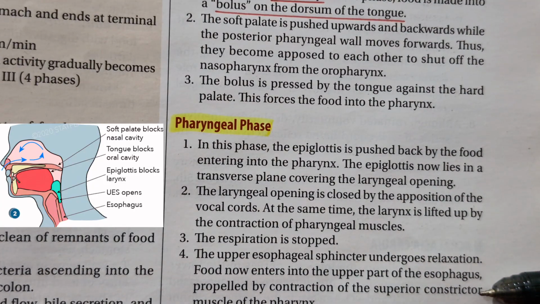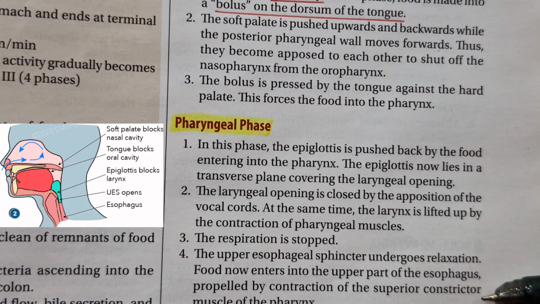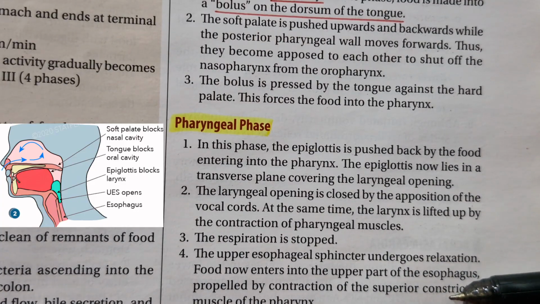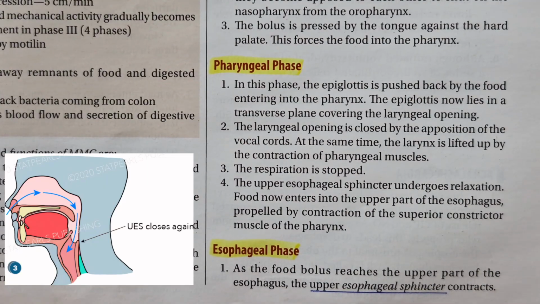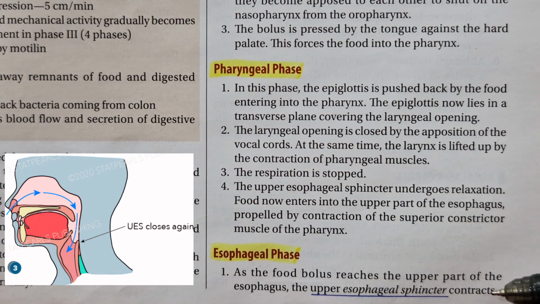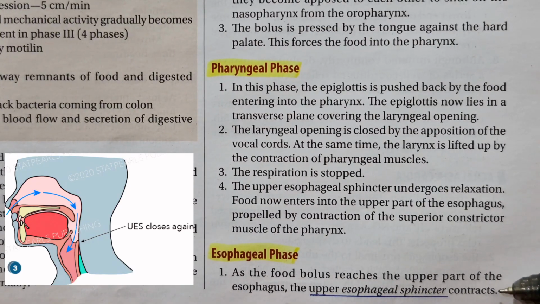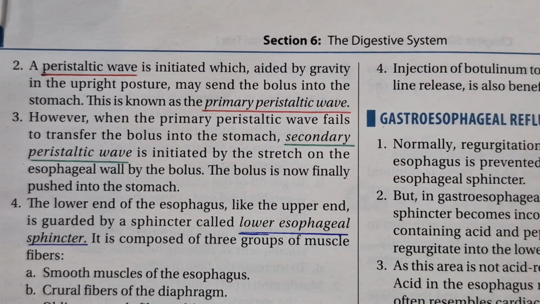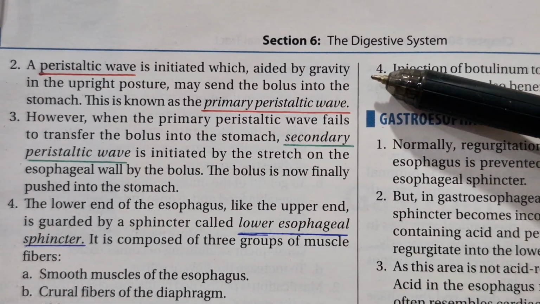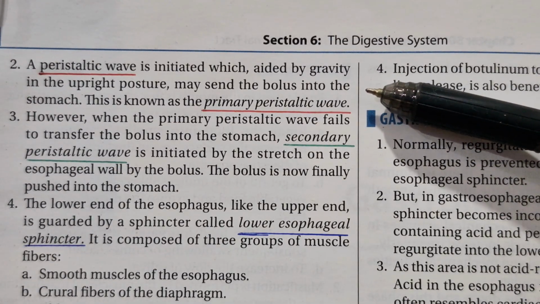Food now enters into the upper part of the esophagus, propelled by contraction of the superior constrictor muscle of the pharynx. Thirdly, we have the esophageal phase. As the food bolus reaches the upper part of the esophagus, the upper esophageal sphincter contracts. A peristaltic wave is initiated, which, aided by gravity in the upright posture, may send the bolus into the stomach.